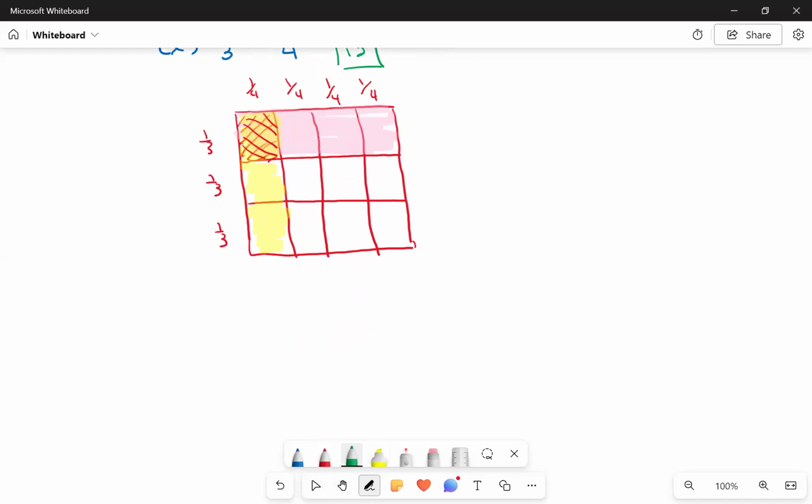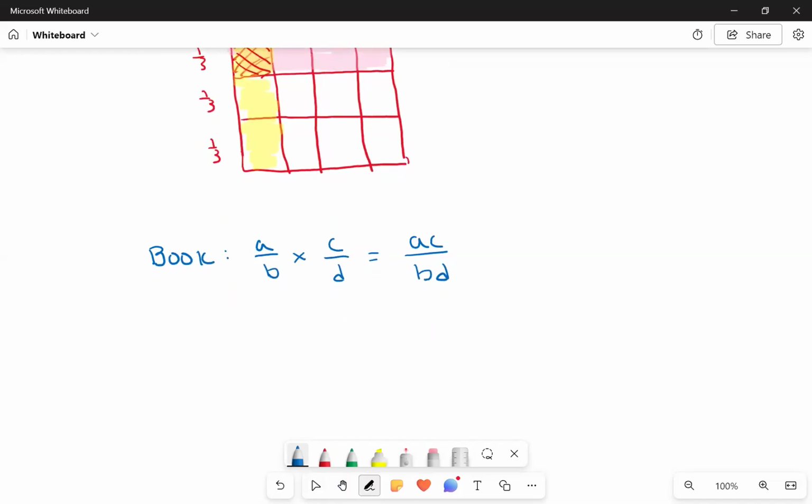Now, from the book, we'll just apply this without visuals. If you have A over B times C over D, what you end up doing is multiplying the two numerators and multiplying the two denominators. You could simplify if necessary, but that's the basic strategy for multiplying fractions. No common denominators needed.